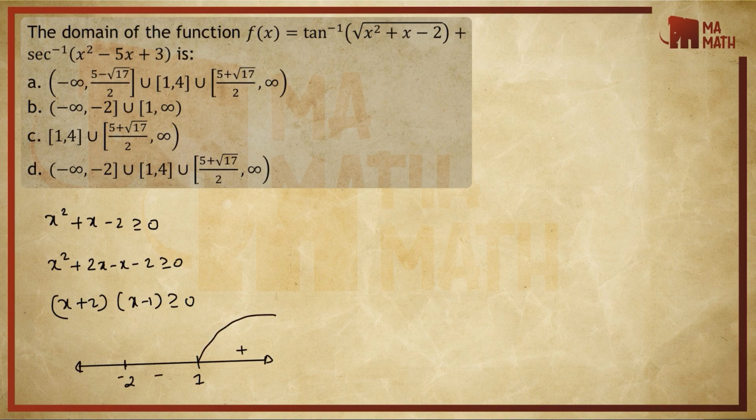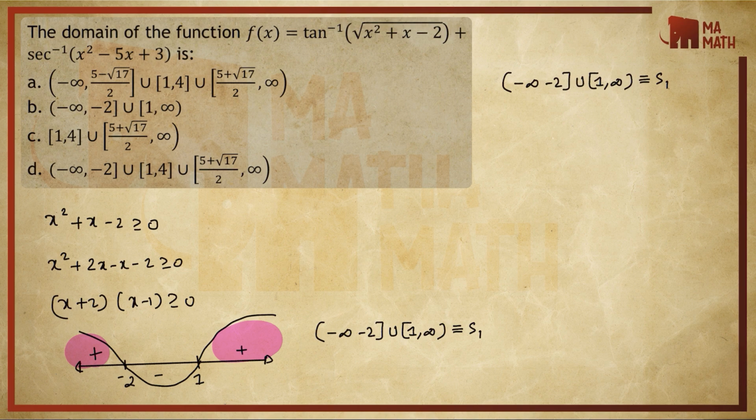So according to the wavy curve, every value beyond 1 will give you positive results. Between minus 2 and 1 it will give negative results, and lesser than minus 2 it will give positive results again. So this is the positive region, and this is the positive region, that is why we call it a wavy curve. Therefore we get minus infinity to minus 2 closed, because it is equal to also, and 1 to infinity, and this will be our solution number 1.